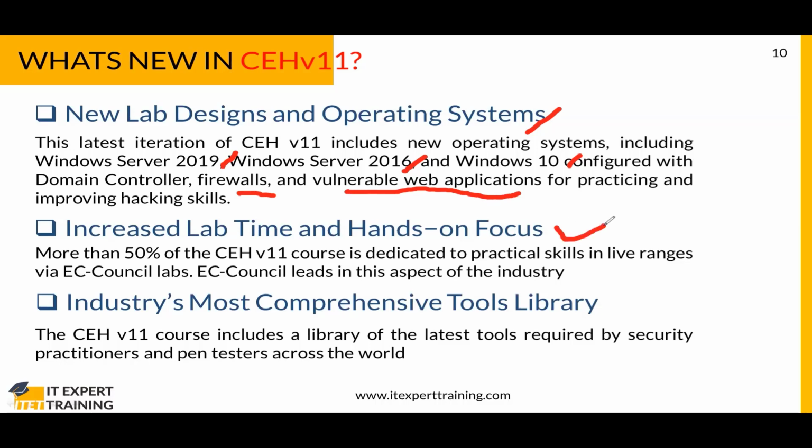Okay. Then increased lab time and hands-on. Instead of talking about theory, because theory you can learn through a lot of free materials or free training, most importantly in the CEH course, they will only be talking about labs and hands-on experience. They will give you labs, you do them and come back with what you learned, right? And the industry's most comprehensive tools library. They will give you a lot of the latest tools which you can run. You can install Parrot OS or Kali Linux on your laptop, and then try to use those tools to attack and find out how you can do ethical hacking labs.